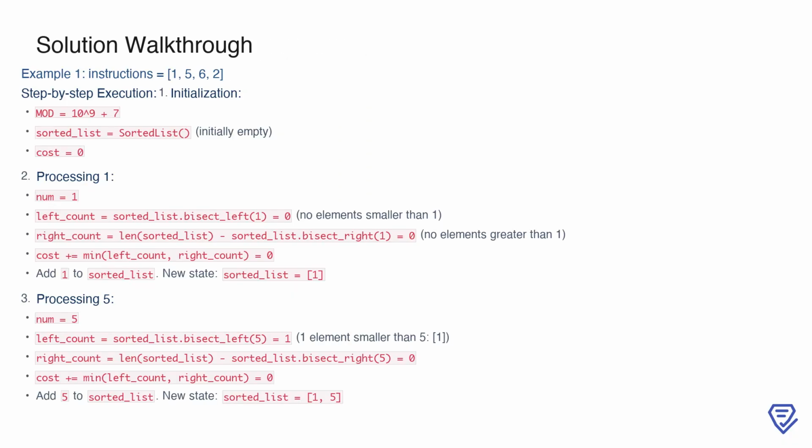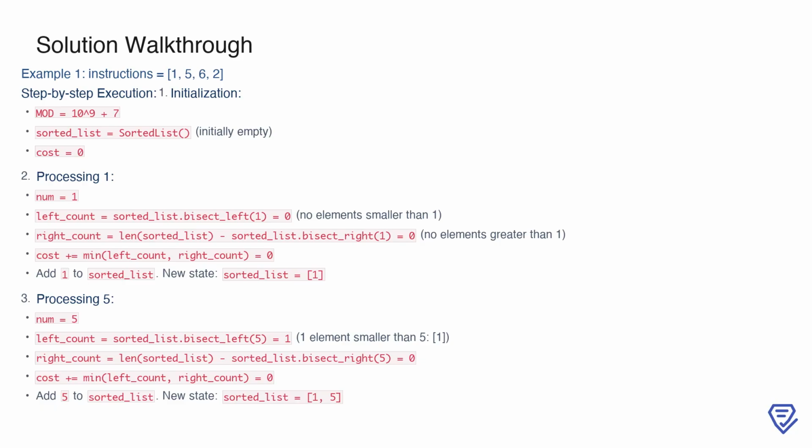We begin with the instructions array 1, 5, 6, 2. First, we initialize mod as 10 to the power of 9 plus 7, an empty sorted list to keep track of the sorted elements, and cost set to 0. Now, for the first number, 1, there are no elements smaller or greater than it in the sorted list, so both left_count and right_count are 0. Adding the minimum of these to the cost keeps it at 0. The number 1 is then added to the sorted list, making its state 1.